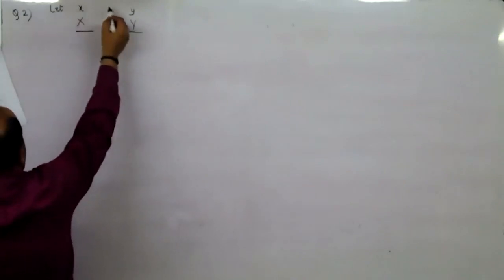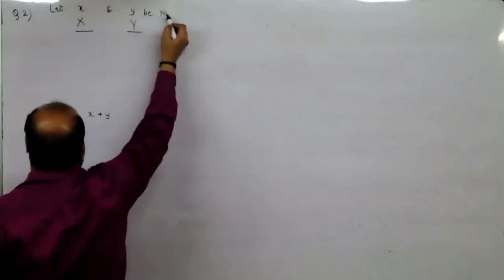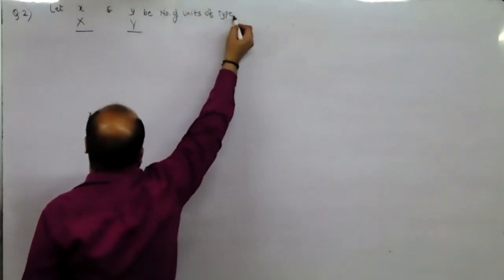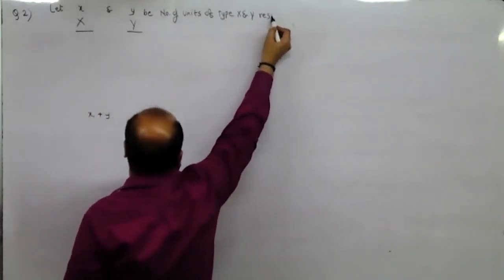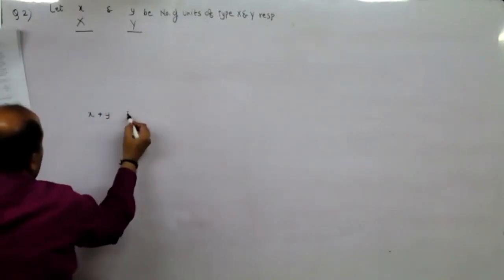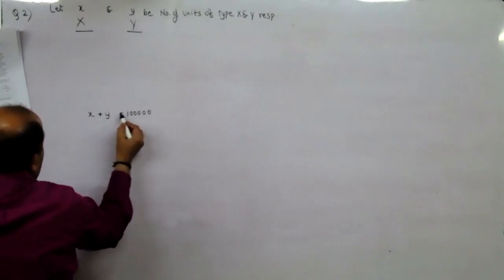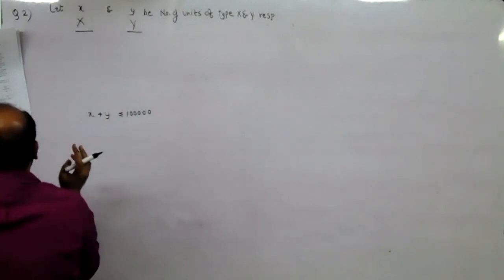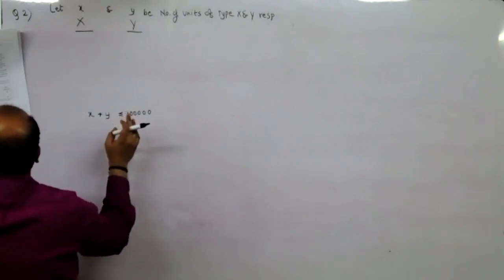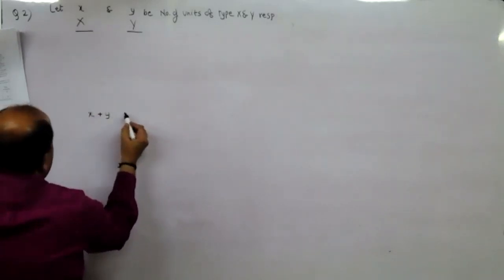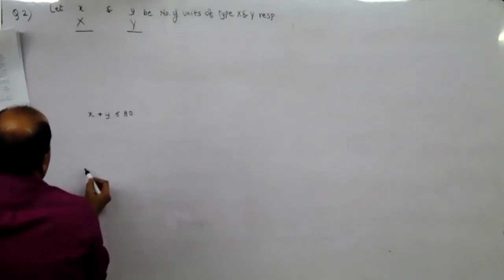Let X and Y be the number of units of type X and Y respectively. Now, X plus Y should be maximum 1 lakh, so it should be less than or equal to that. Next, he has space to store. Oh, sorry, I made one mistake. It should have been X plus Y. He has space to store 80 pieces, so maximum 80 pieces. So X plus Y should be less than or equal to 80.